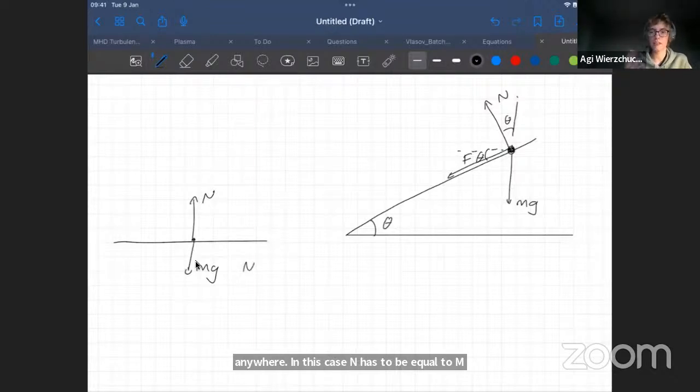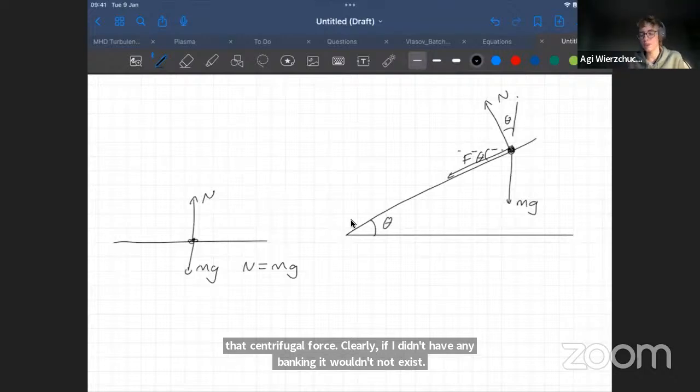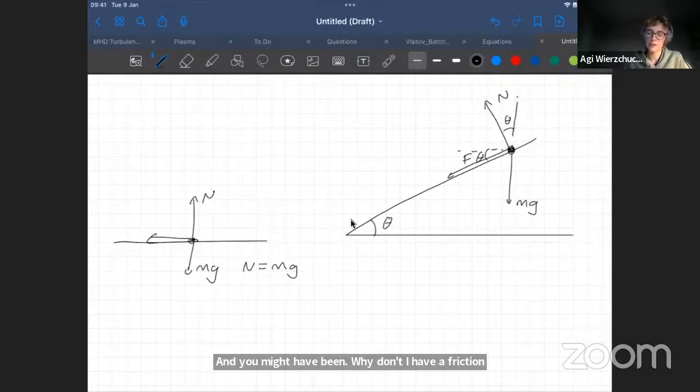Because a velodrome is circular by design, if you want to do circular motion, you have to have something supplying a centripetal force. And that centripetal force, clearly, wouldn't exist if I didn't have any banking. You might be thinking, why don't I have a friction here? You don't have friction there because you're not moving that way.